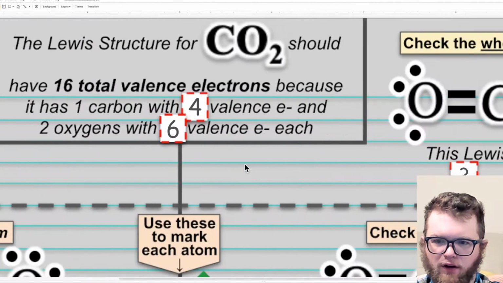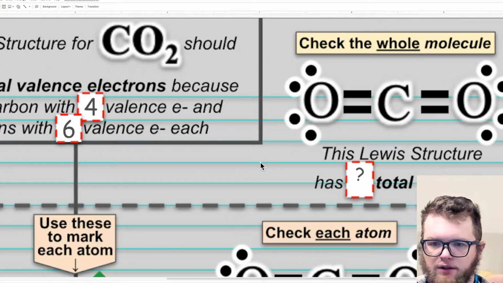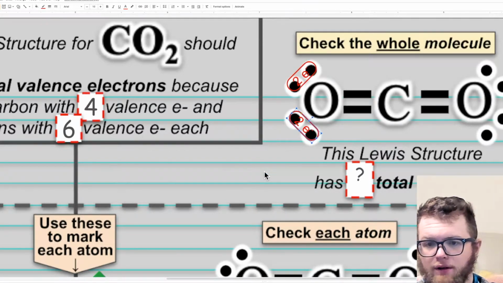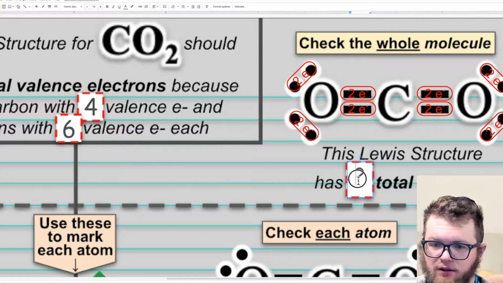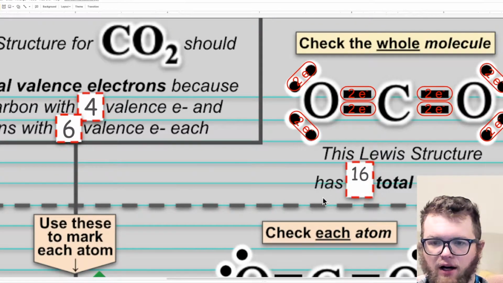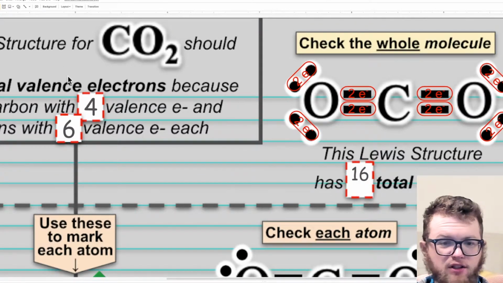Let's check the other one on the other side. Okay, this Lewis structure has 2, 4, 6, 8, 10, 12, 14, 16 valence electrons. That is the number that it's supposed to have.